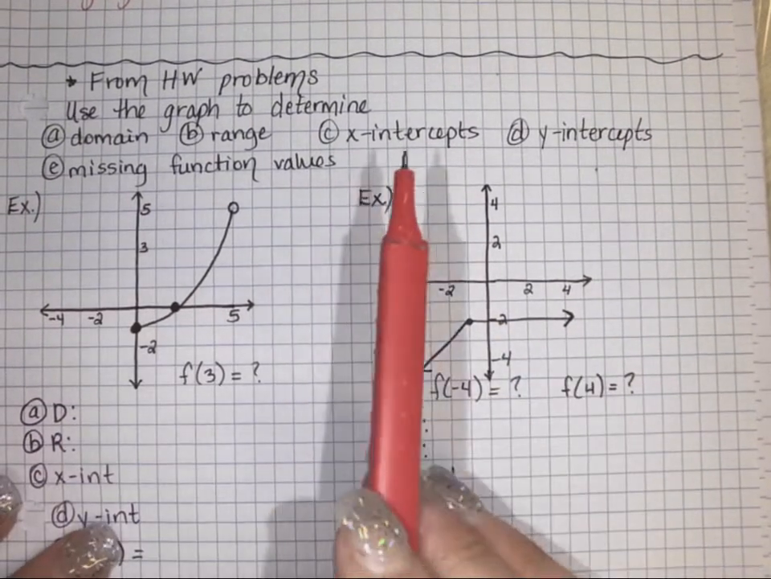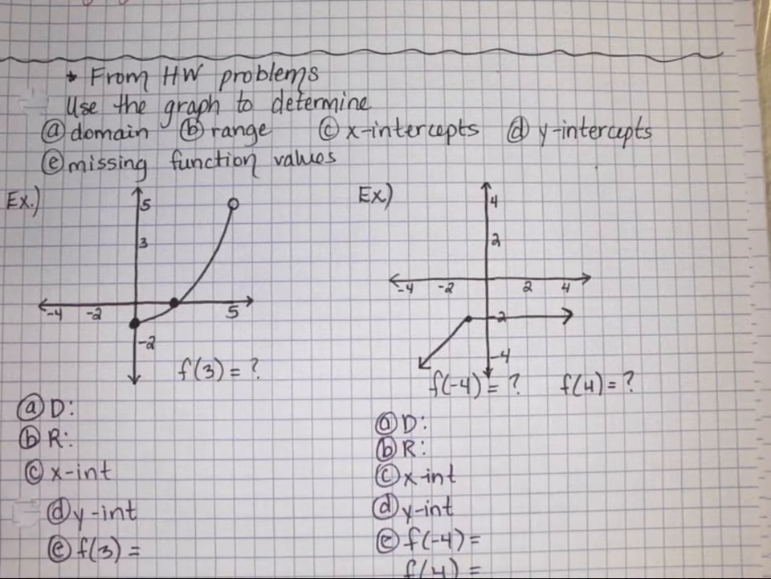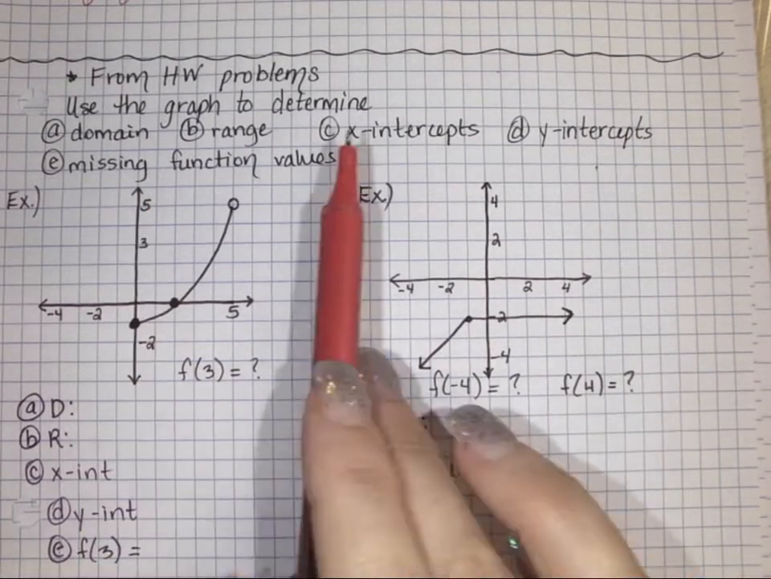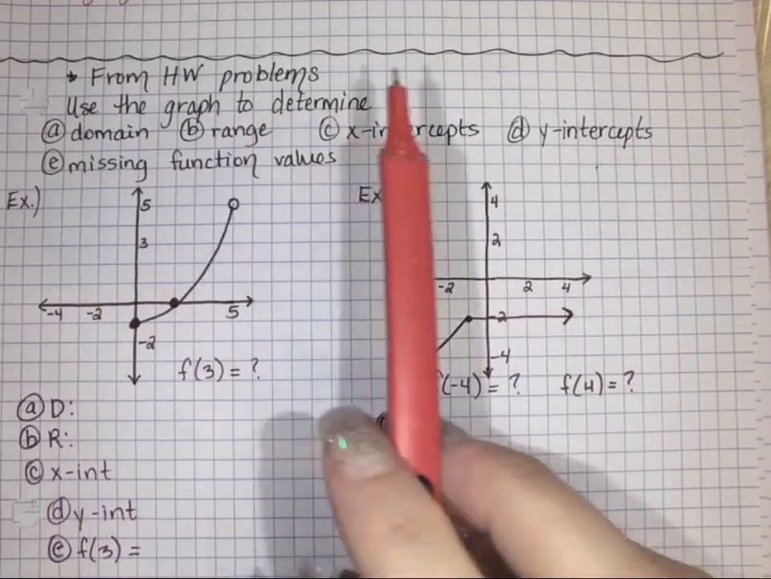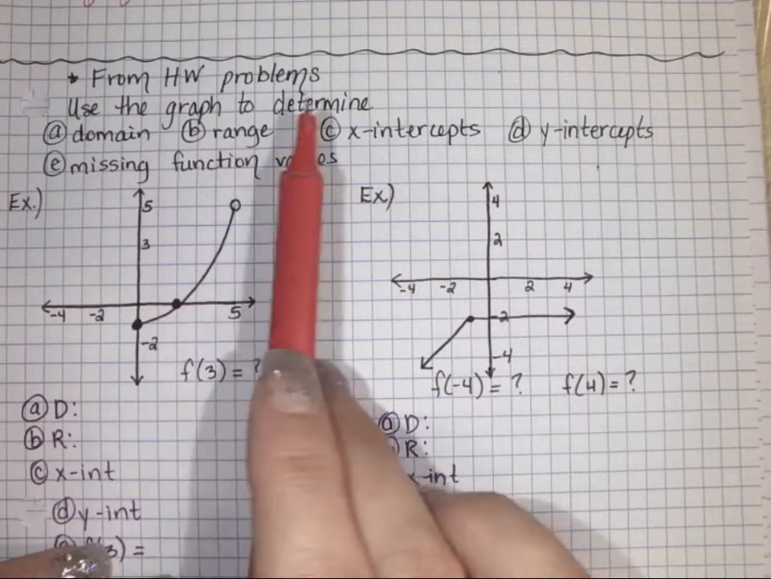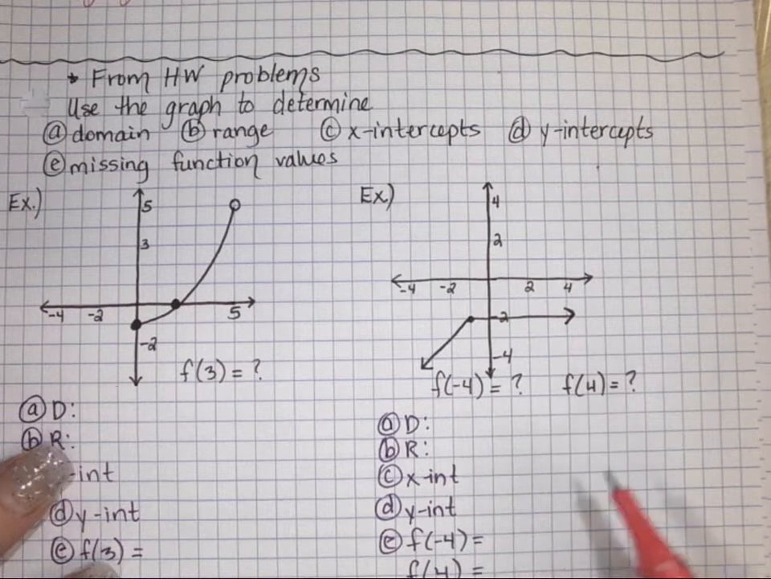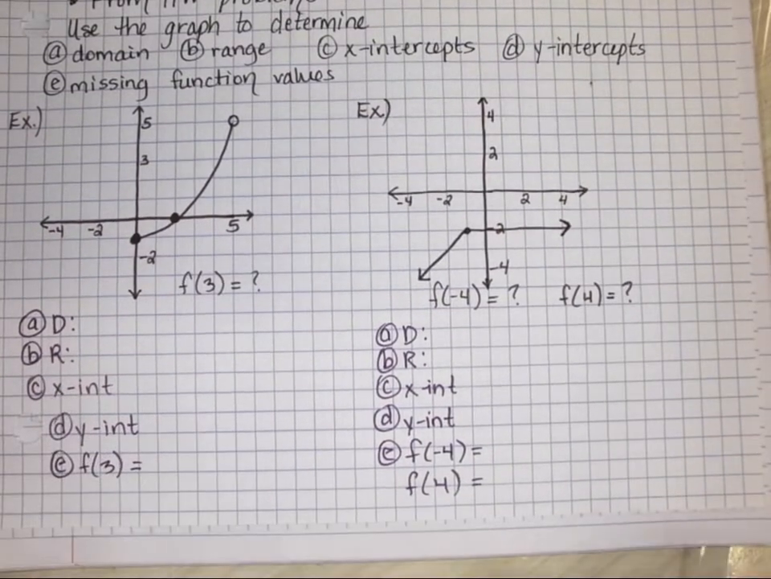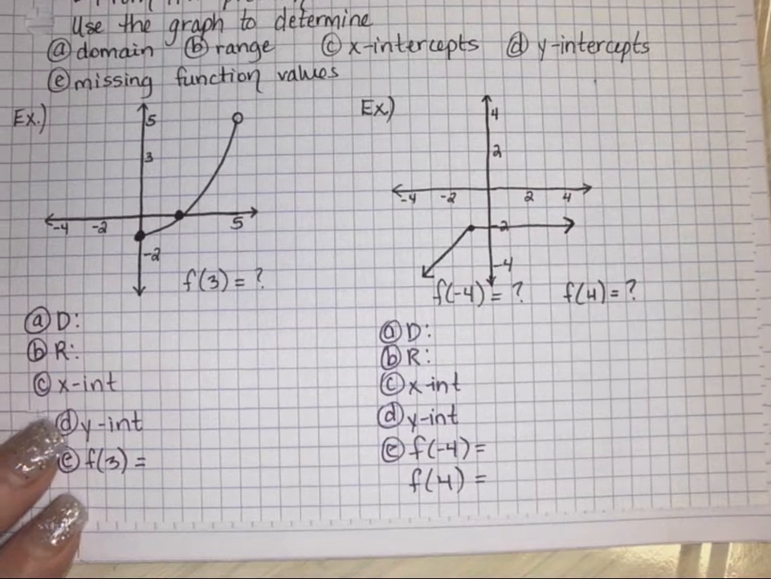This is the last part of your homework problem set in 1.1, 1.2, that Word document. You need to make sure that you do all parts of those problems, because in your directions it said use the graphs to find the domain in part A, range part B, x-intercepts, y-intercepts, and missing function values for these graphs. So in this first example, let's focus on part A, which is finding your domain.